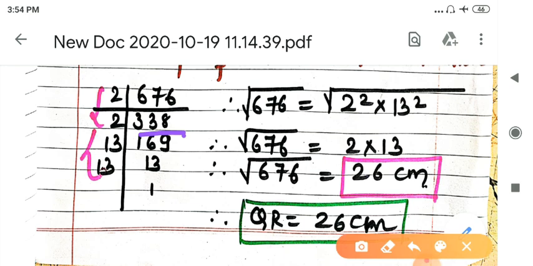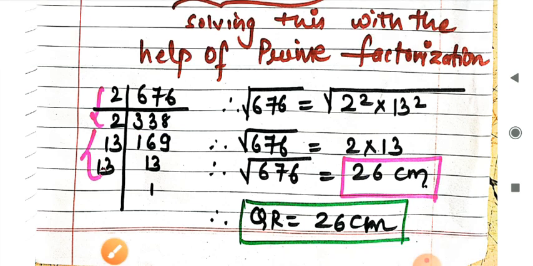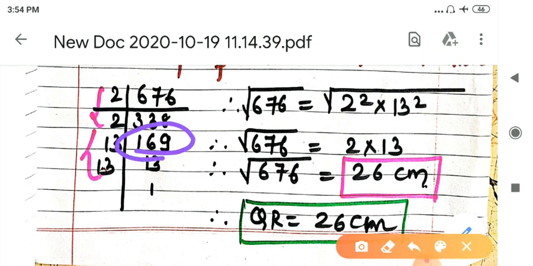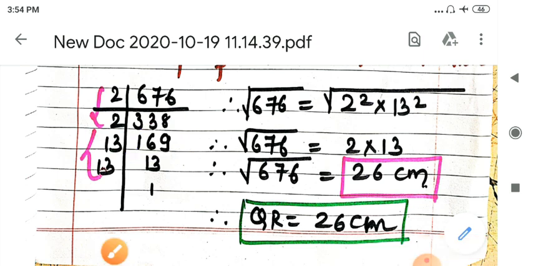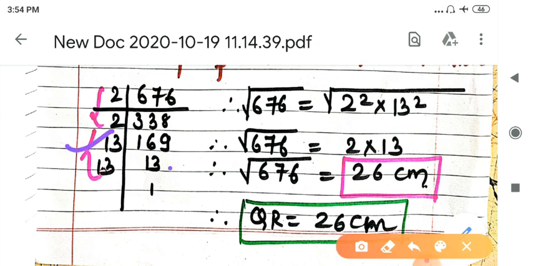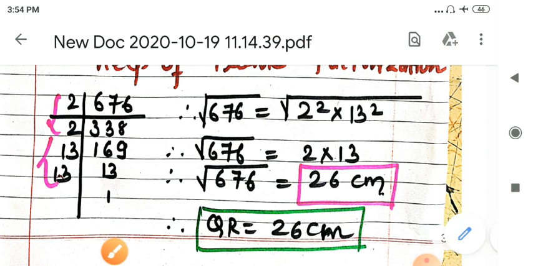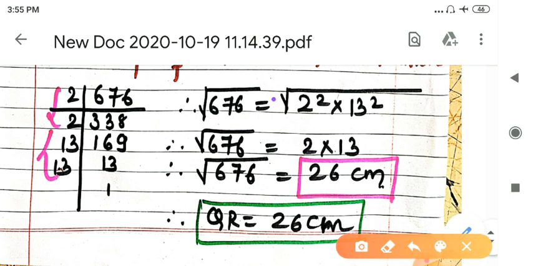Then see, 169. You have to remember that the root of 169 is 13, because it will not go with any of the other numbers. So 13 13s are 169, 13 1s are 13. Now to find the square root, you have to make groups of 2. So here I have made the groups of 2: 2 two times, 13 two times. So I can write it like this: 2 square multiply 13 square. And then you have to find the square root.